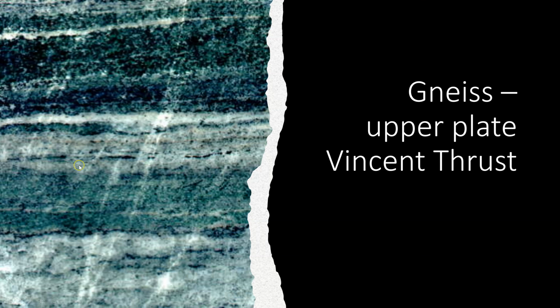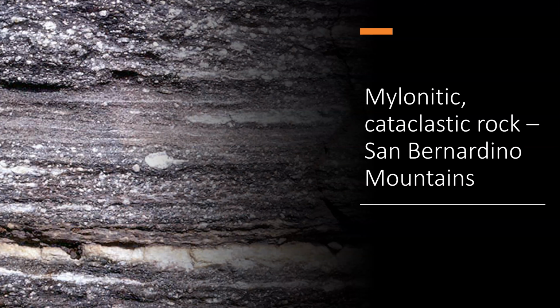Then we see the gneiss. So here's the black and white banding. It's very indicative from the mafic to felsic mineral differences here. So we see some quartz and some plagioclase in here, and then probably some hornblendes and biotites. And then we see some mylonitic cataclastic rocks in the San Bernardino Mountains. These previously were clastic sedimentary rocks that have been severely deformed by the fault and the shearing along the fault.